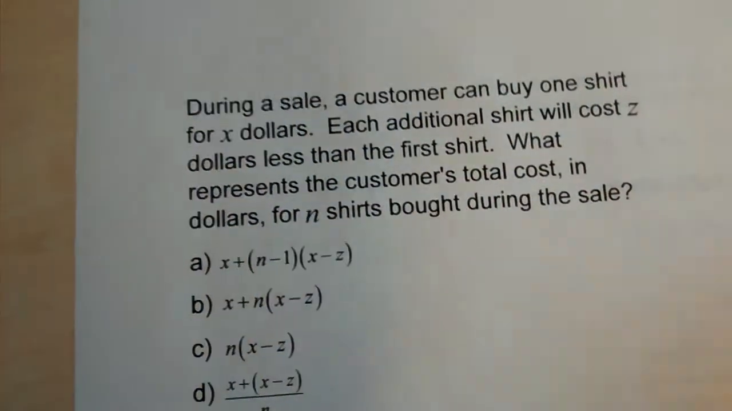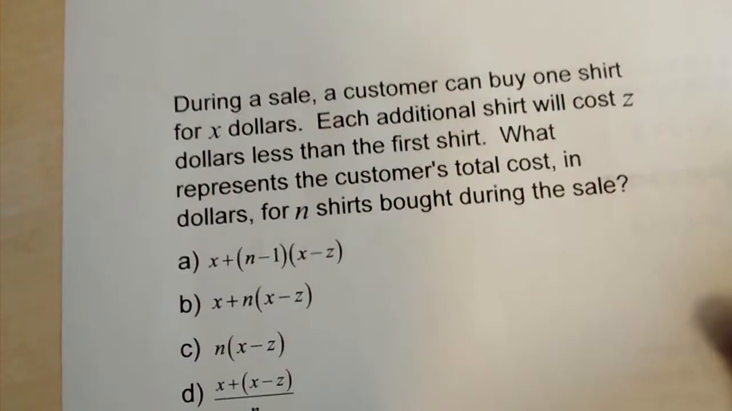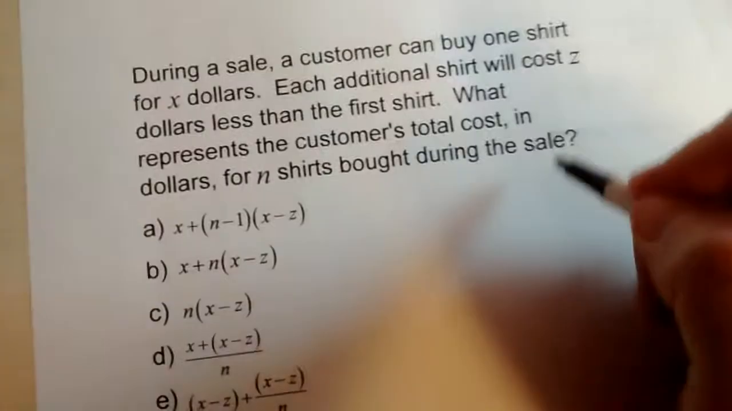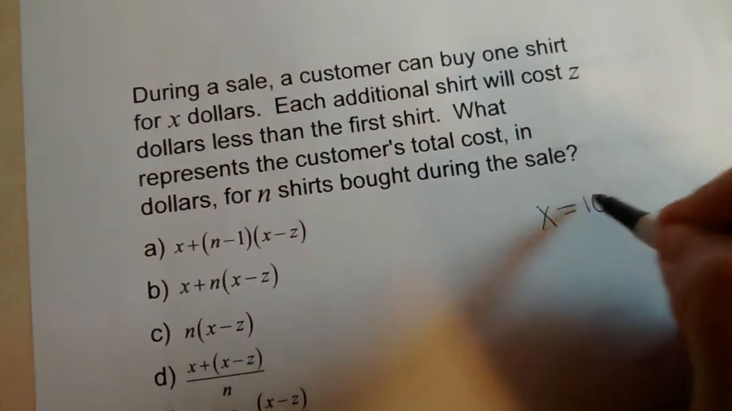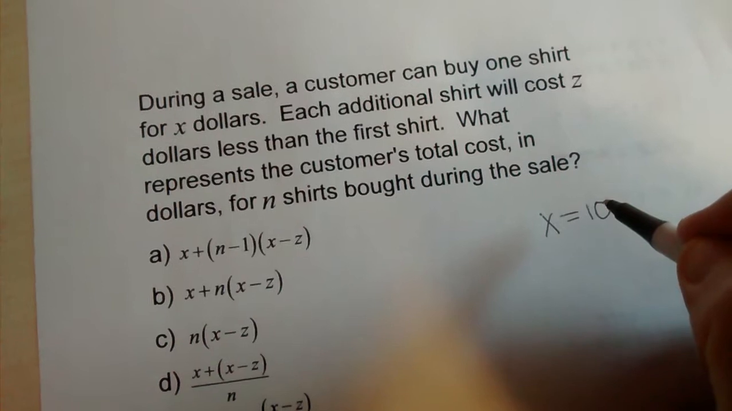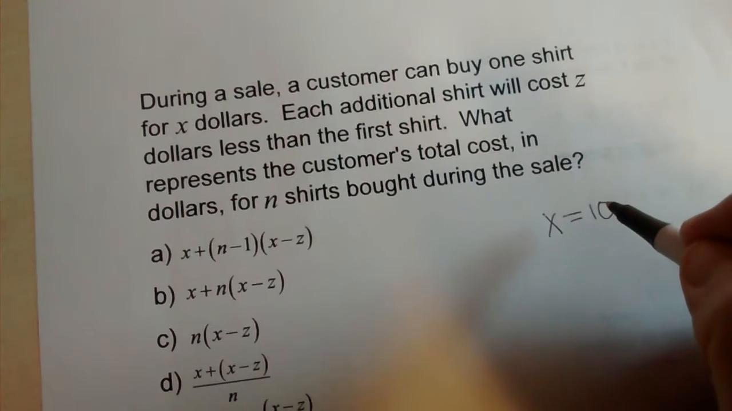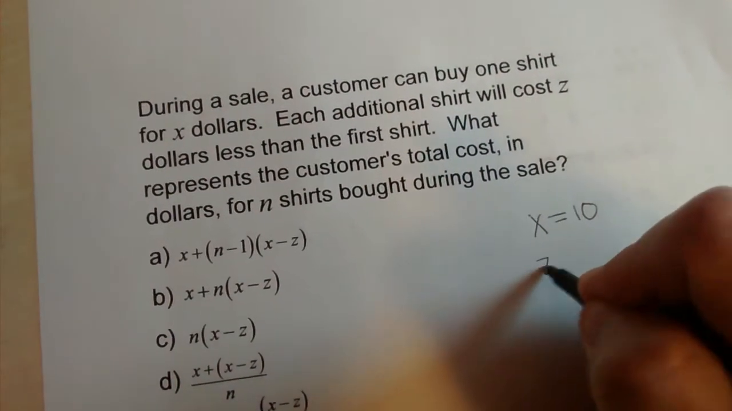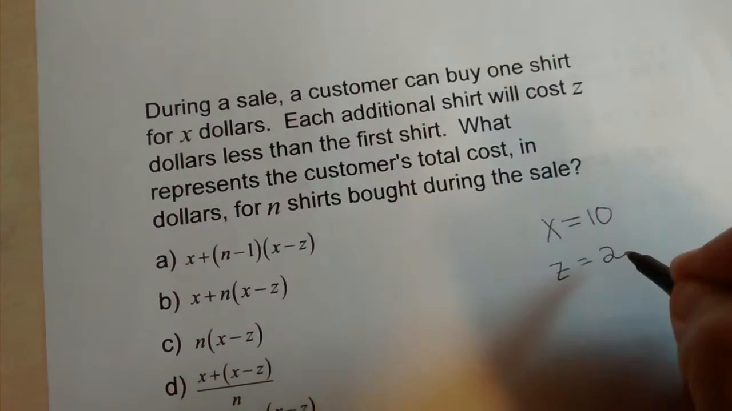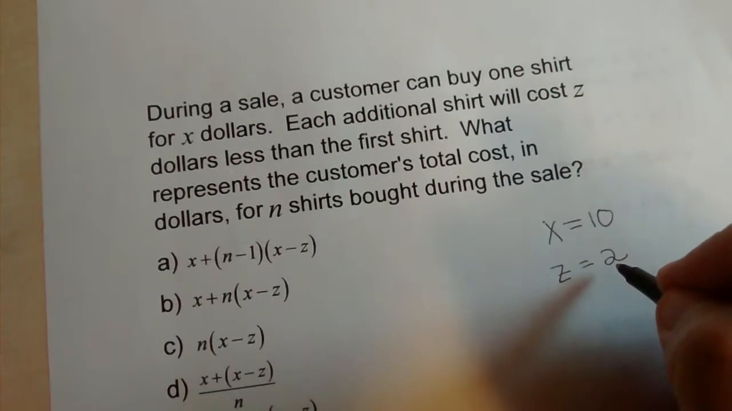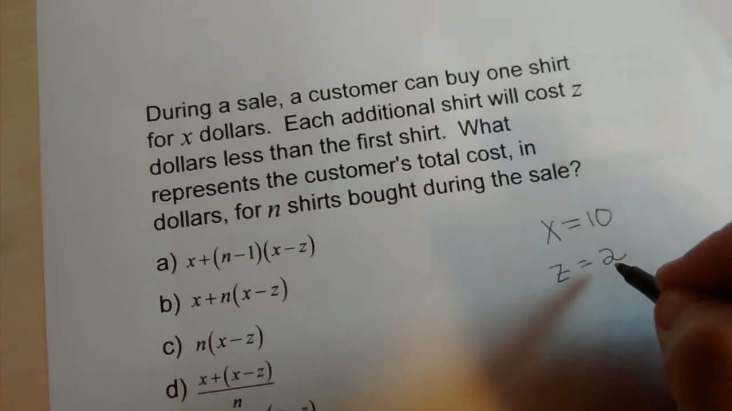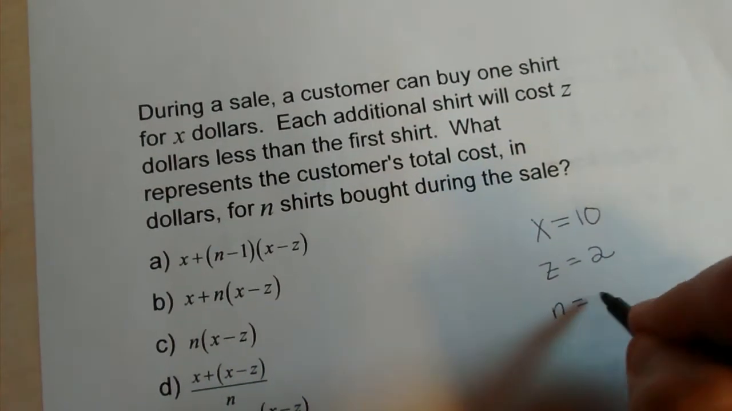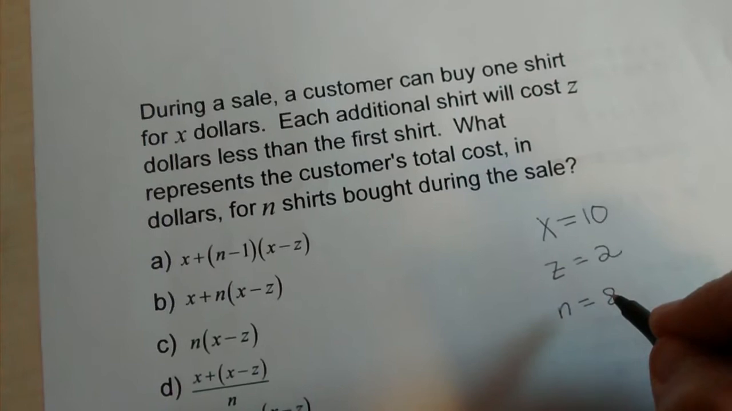So during a sale, a customer can buy one shirt for X dollars. So I'm going to make up the X to be equal to 10. Okay, and then it says each additional shirt will cost $2 less than the first shirt. All right, so I'm going to make up Z to be 2. All right, and then it says what will represent the customer's total cost in dollars for N shirts bought during the sale. So let's just say for a second that I'm going to buy 8 shirts total.